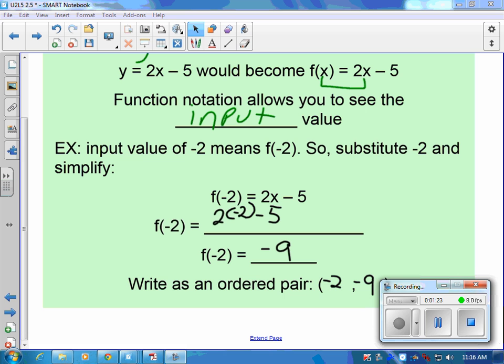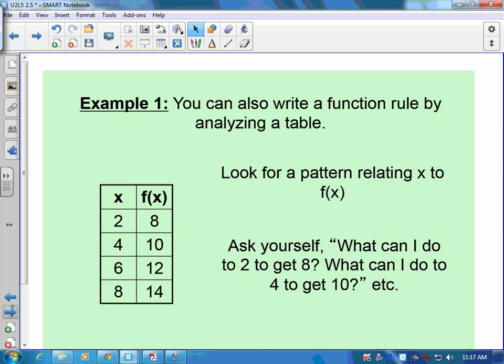I can always write these as an ordered pair. We need to get into the habit of writing these answers as an ordered pair. It's a set of data, our function. I put -2 in, I get out -9 as my output value. Questions about this? You need to know how to do this. This does not mean f times -2. This means the function evaluated at -2. Questions? Then we will move on.